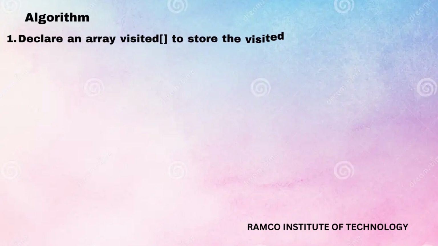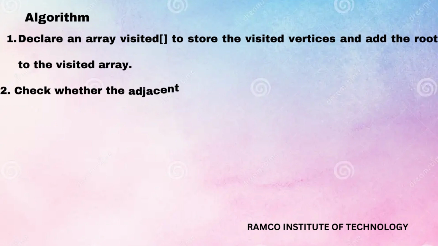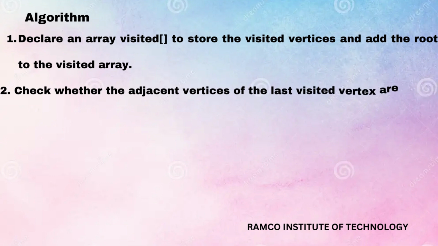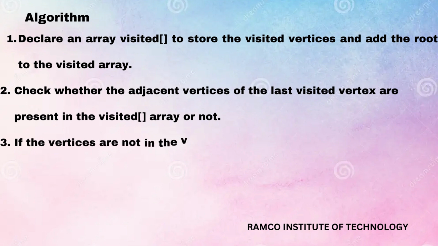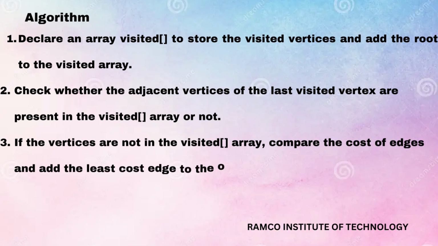Prim's algorithm. The inputs taken by the algorithm are the graph G(V, E), where V is the set of vertices and E is the set of edges, and the source vertex S. The output is the minimum spanning tree of the given graph G. Step 1 of the algorithm is to declare an array visited to store the visited vertices and add the root node to the visited array. Then check whether the adjacent vertices of the last visited vertex are present in the visited array or not. If the vertices are not in the visited array, compare the cost of the edges and add the least cost edge to the output spanning tree.